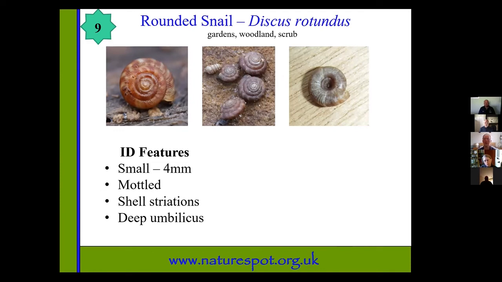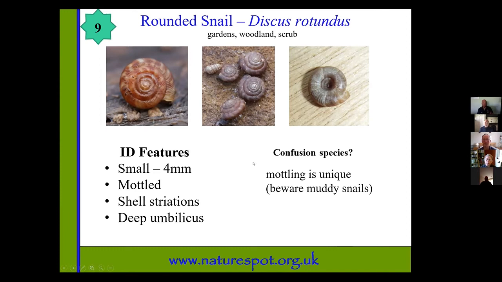But if you turn it over, the other key feature, which makes it pretty much unique, is it has this very deep umbilicus. It looks like a whirlpool. It's not only deep, but it's very broad as well. So you can see in that middle picture how big it is when it's compared to one of the tiny little snails we get in our garden, Lauria cylindracea. They often come together, actually. So yeah, it's only about 4 millimeters.